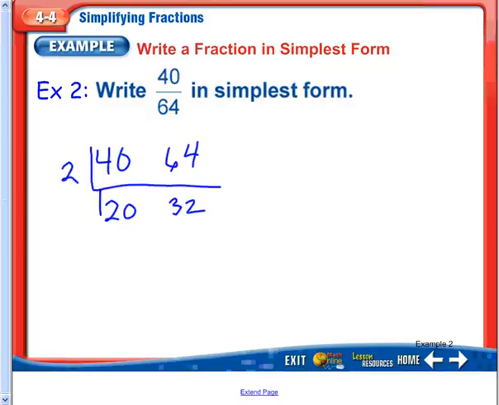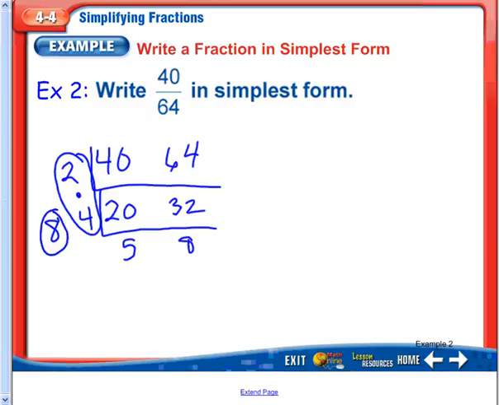I see that I can still break these numbers down further, so I'll make another L bracket, and it looks like 4 can go into both of these numbers. 4 goes into 20 5 times, and 4 goes into 32 8 times. Now, I don't have any other numbers that go into 5 or 8, so my greatest common factor can be found on the left-hand side of my L bracket, and I need to multiply those together. So 8 is my greatest common factor.